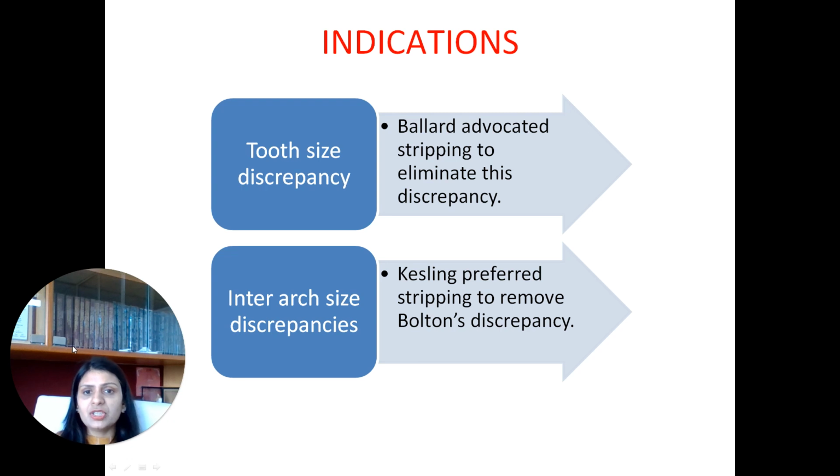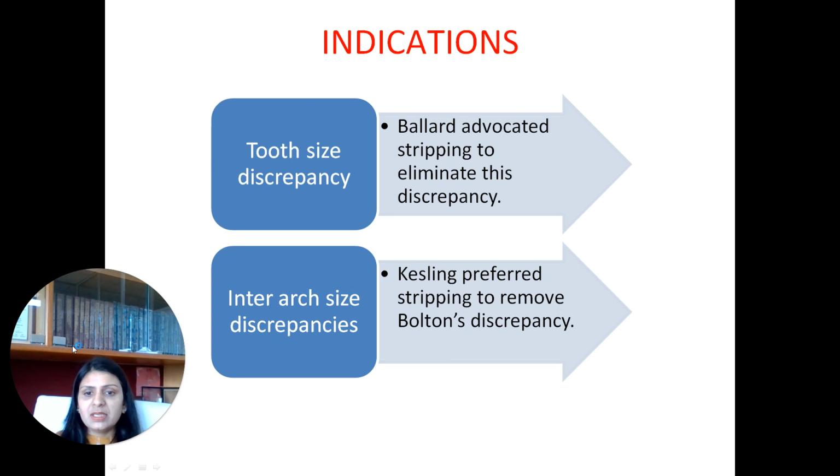Now what are the indications? What all are the cases in which we can go for proximal stripping? So the first one is tooth size discrepancy. Let's say we have a tooth size discrepancy on both the sides of the arch. Left side teeth are bigger than the right side teeth, so that is called tooth size discrepancy, and Ballard advocated stripping to eliminate this kind of discrepancy.